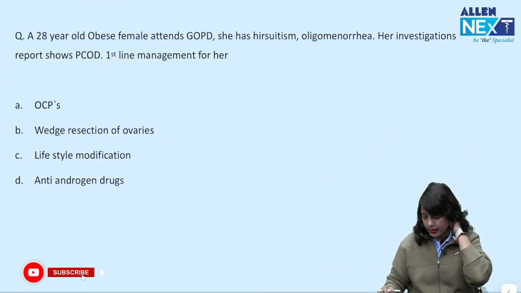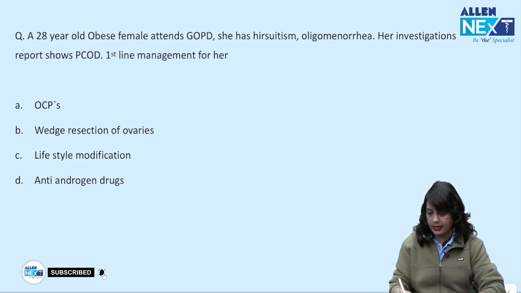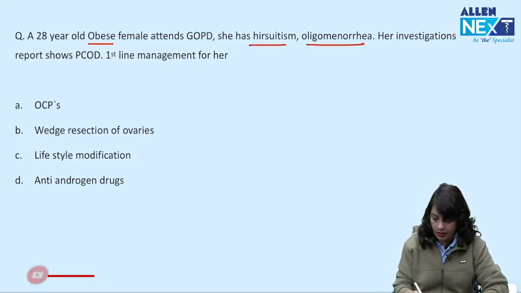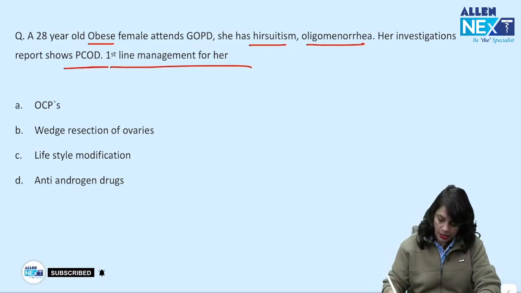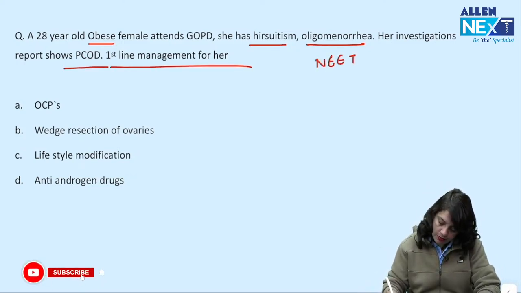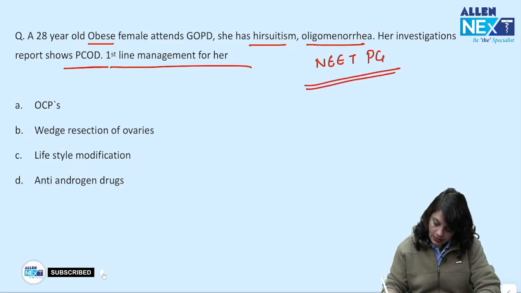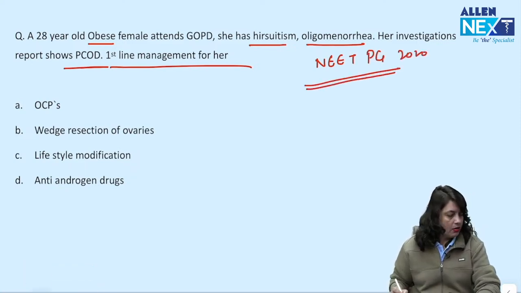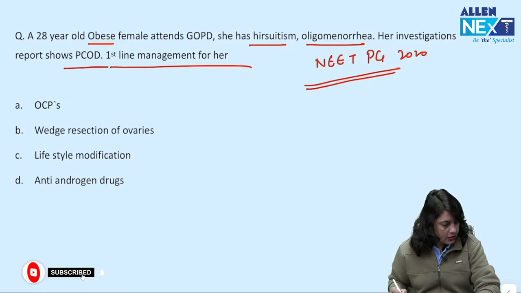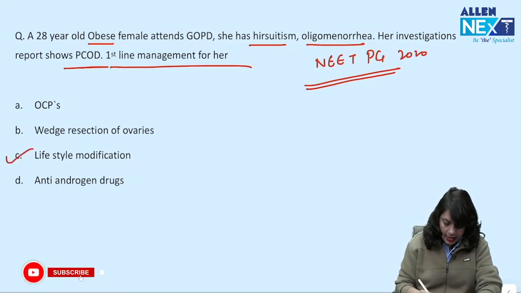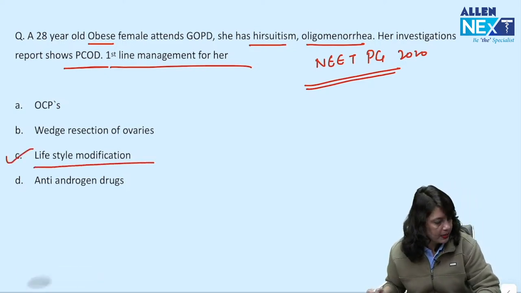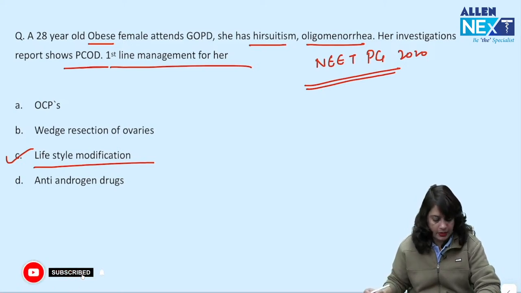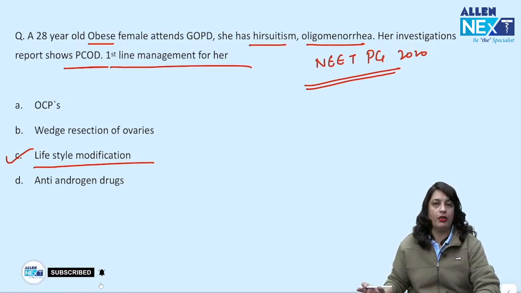Next, a 28-year-old obese female, she has hirsutism, oligomenorrhea, and her investigation shows PCOS. What's your first line management? This is a question from NEET PG. What is your answer? Yes, Dr. Shekhar, you are correct. Dr. Rupinder, you are correct. This is lifestyle modification. Although all of the four are applicable in this case, the most appropriate answer is lifestyle modification first.